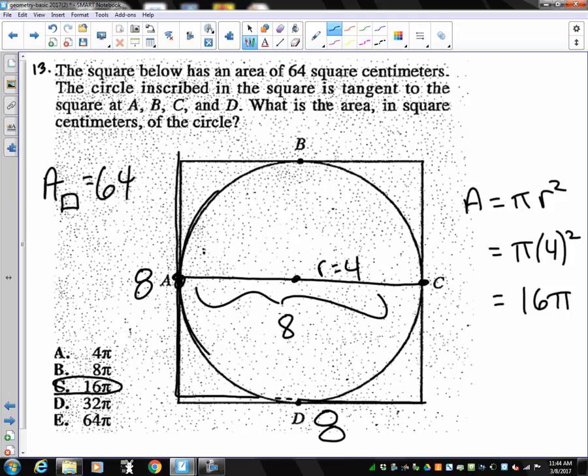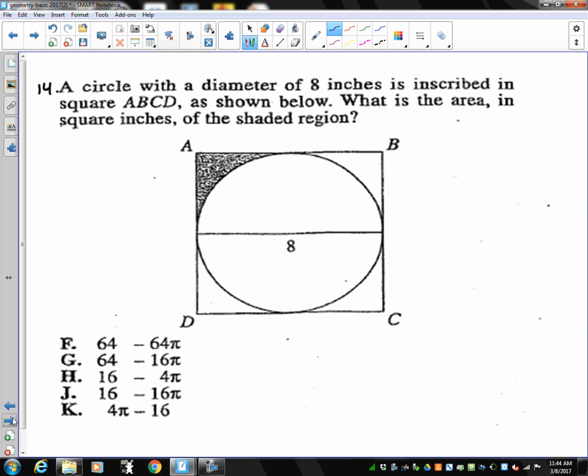Okay, so you always get this problem where you have a circle inside of a square, or sometimes a square inside of a circle every once in a while. All right, same thing right here. Okay, almost identical to number 12. It says a circle with a diameter of 8 inches is inscribed in a square shown below. What is the area in square inches of the shaded region?